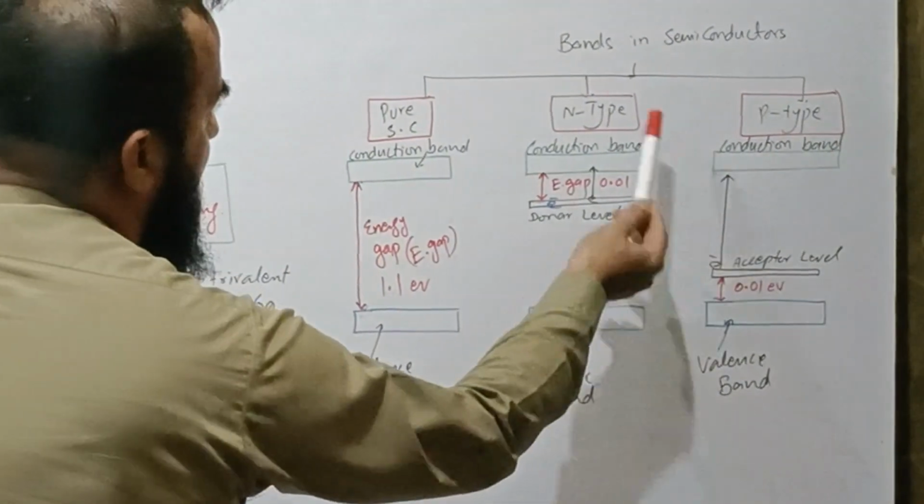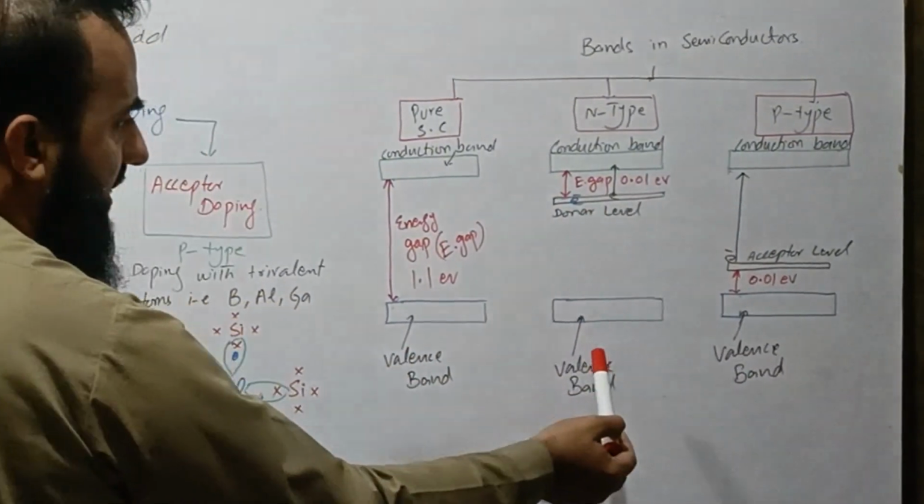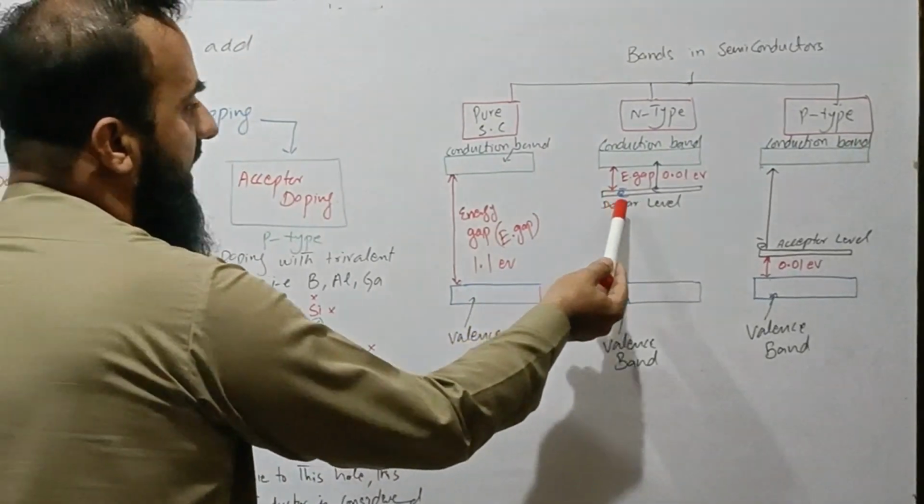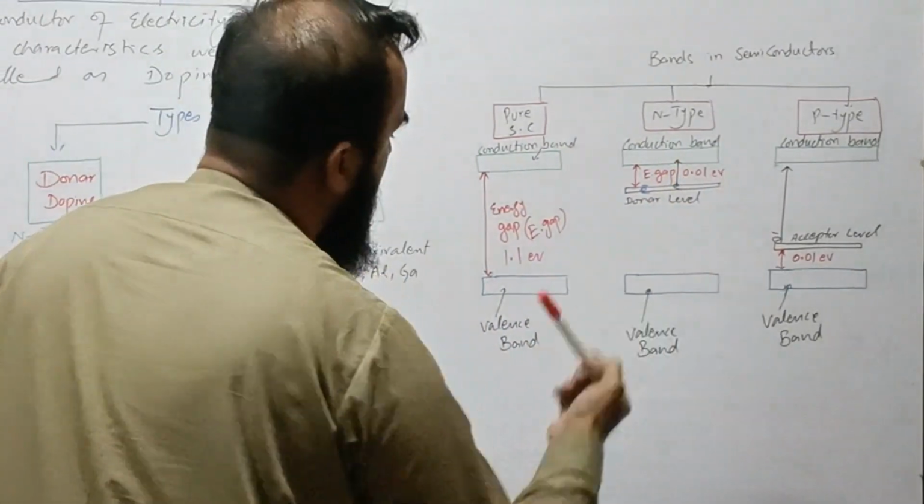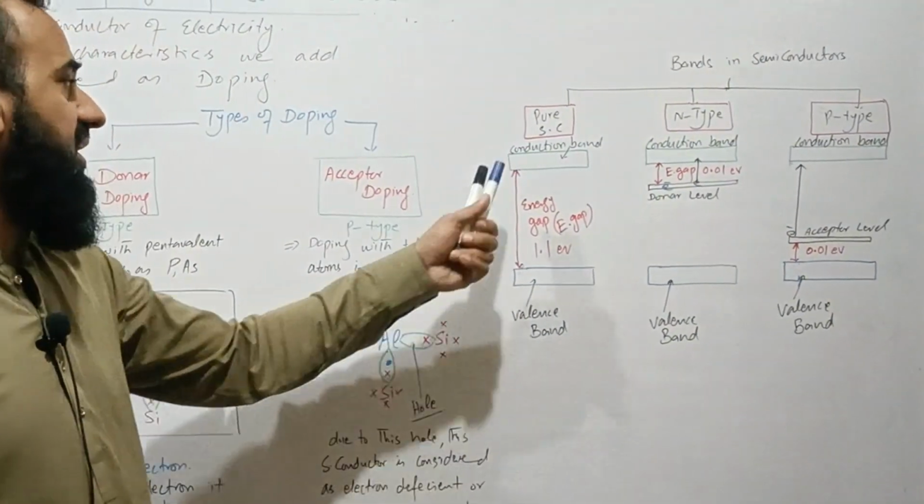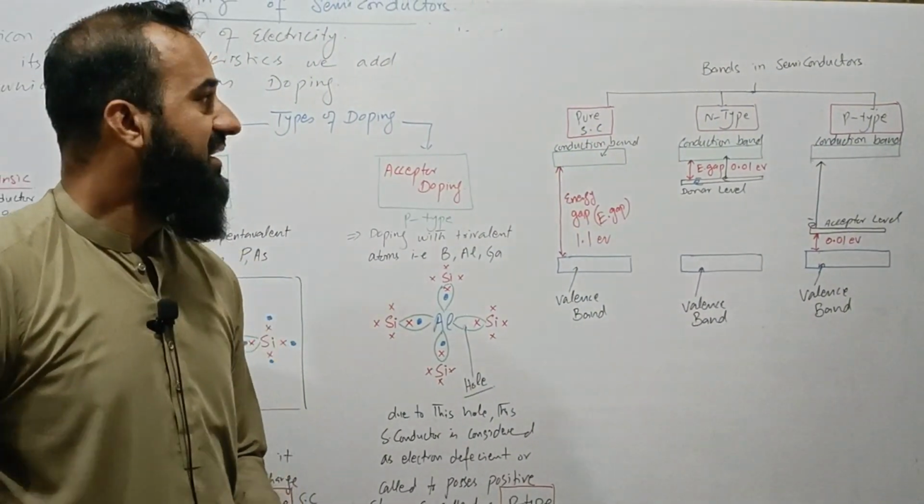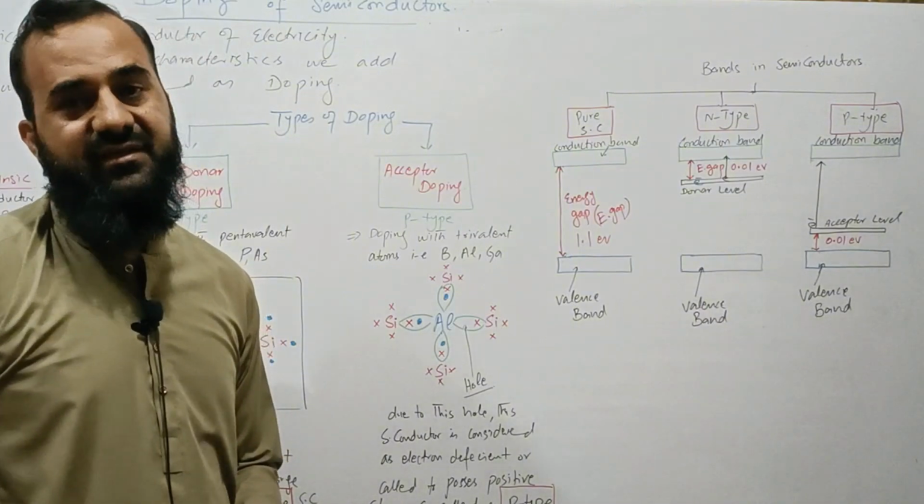So these are the bands in a semiconductor, and what these bands show is that due to doping, excitation becomes easy as compared to the pure semiconductor. This is all about semiconductors, their types and their band conduction.